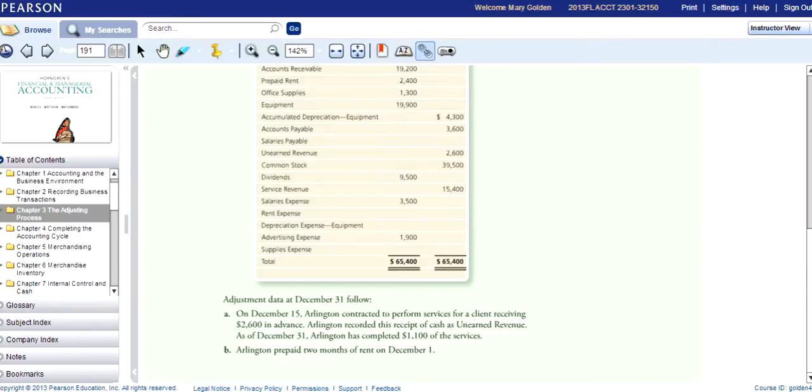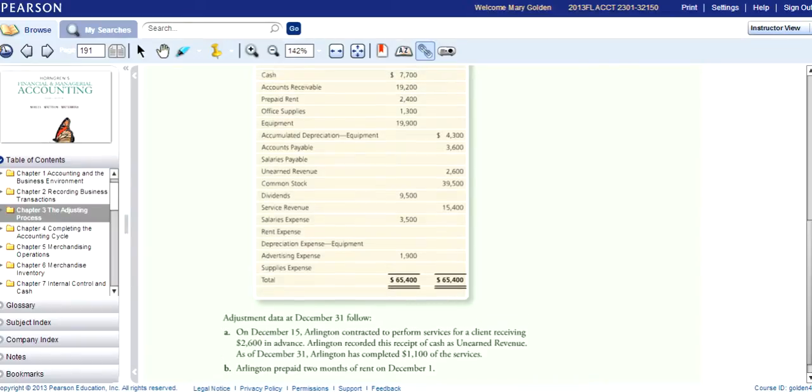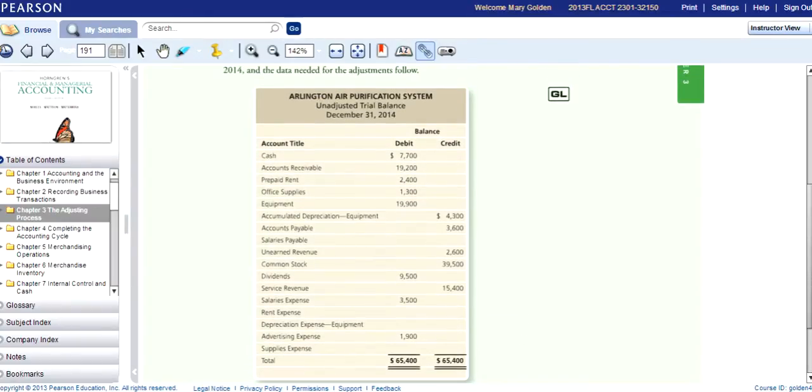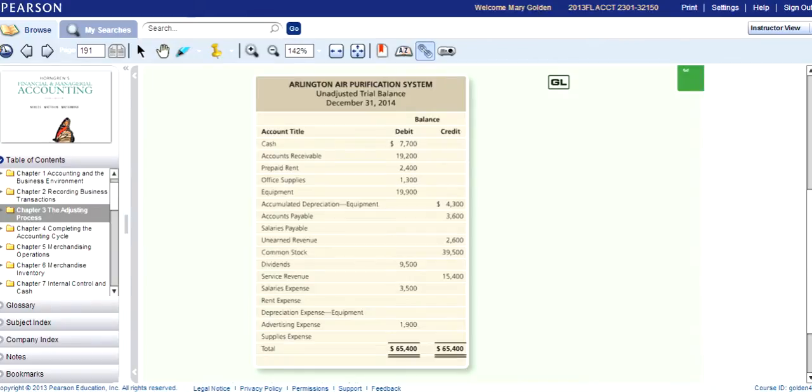B says Arlington prepaid 2 months of rent on December 1st. So here's where we go back to our unadjusted trial balance and take a look at it. If we look at our prepaid rent account here, it has $2,400. So it's telling us that this is 2 months of rent, and it's now December 31st. So we've used half of this, or $1,200 rent. So we're going to take $1,200 out of prepaid rent and put it into rent expense.